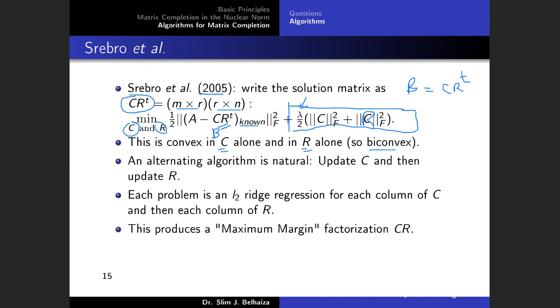And of course, an alternating algorithm in that case will work on updating C and then updating R, alternating vice versa, as we've seen in the other kinds of algorithms we worked on before. In fact, each problem is a kind of ridge regression for each column of C and then each column of R. This algorithm was called the maximum margin factorization. This produces a maximum margin factorization, CR. Okay?